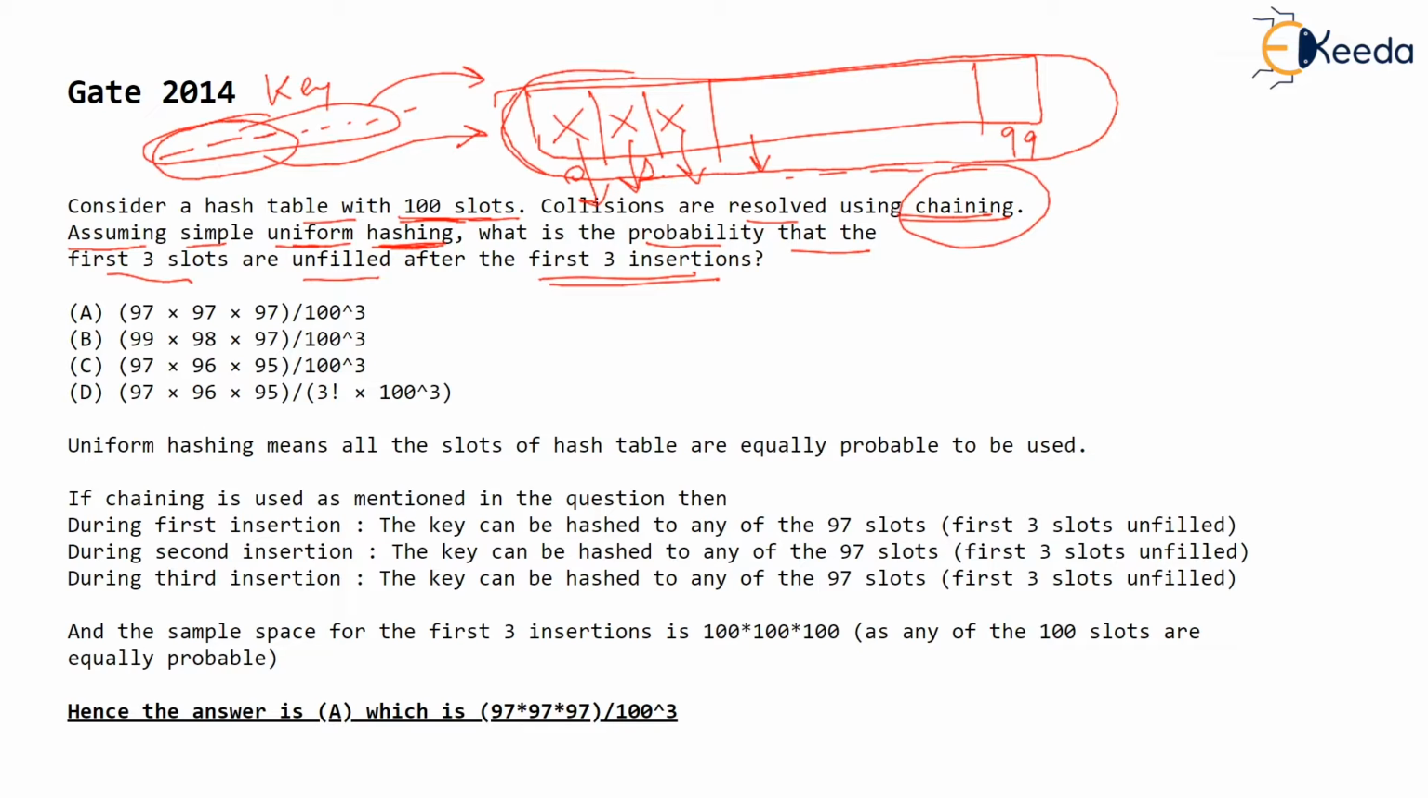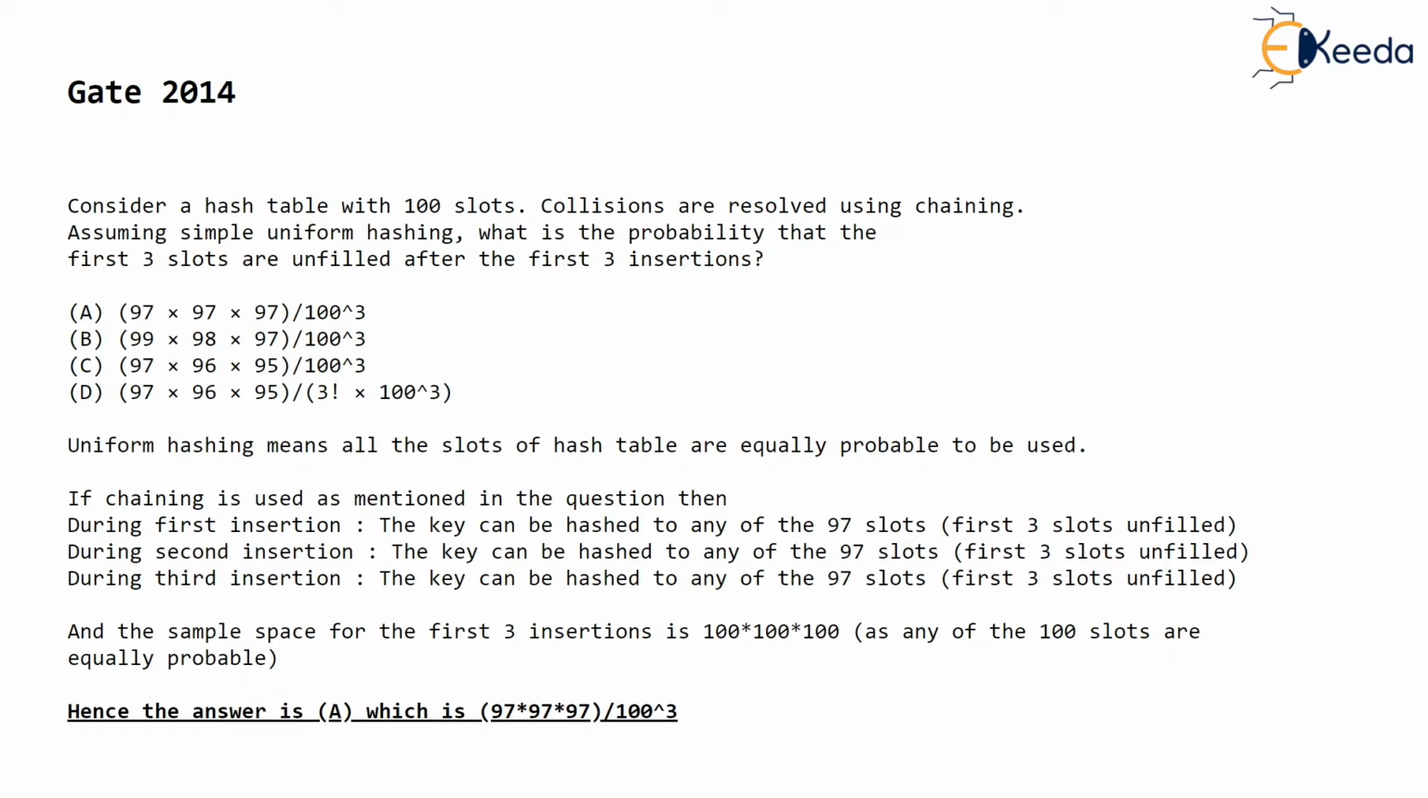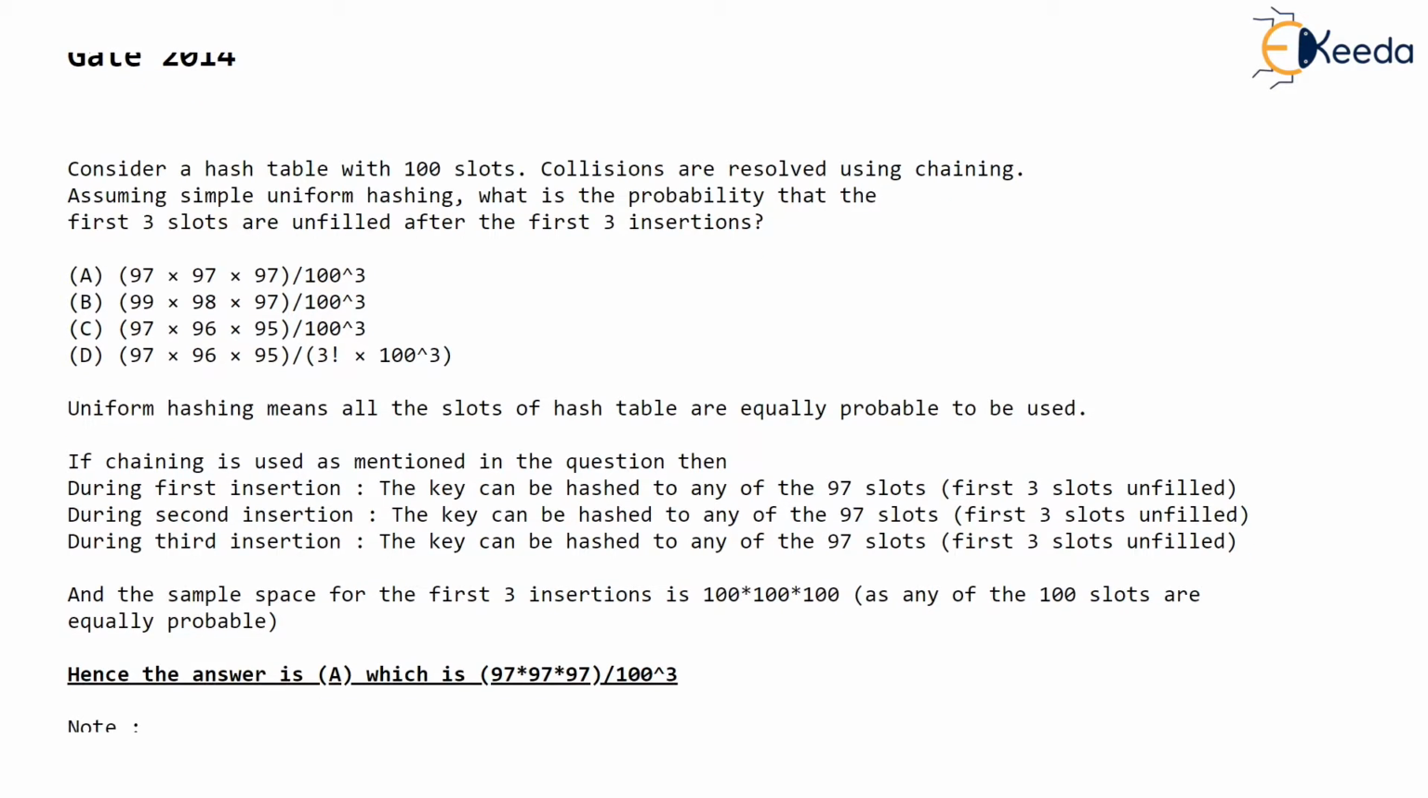Now, how do you solve this question using probability? To find the probability, you have to first find the sample space, isn't it? Because the probability of any event is equal to the number of favorable cases divided by the sample space, that is the number of total cases, isn't it so?